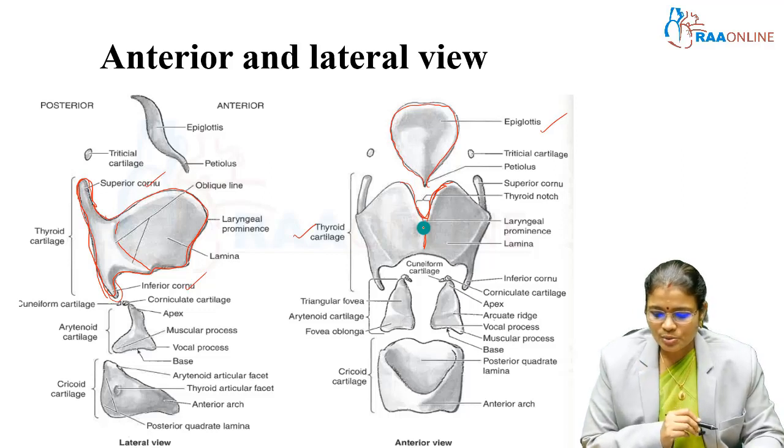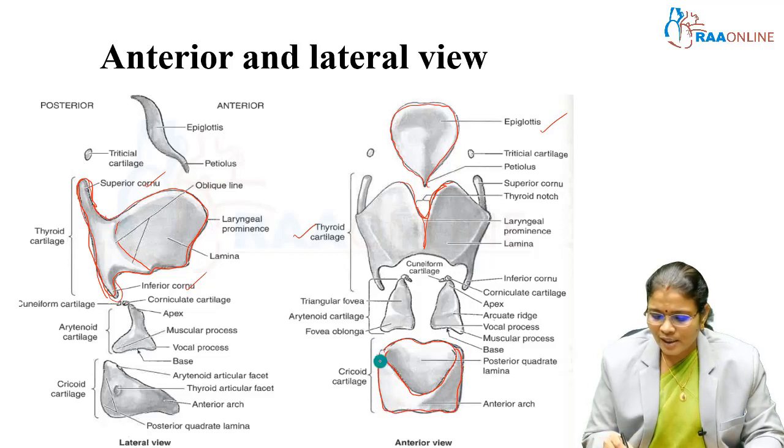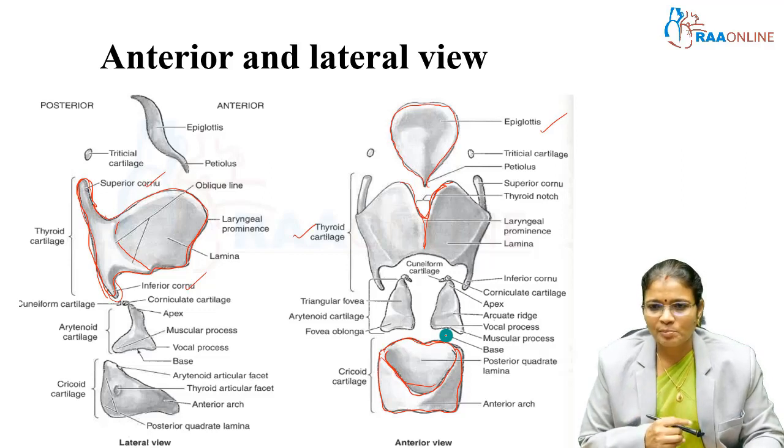Next, coming to the cricoid cartilage. Cricoid cartilage is like a signet ring. It is like the shape of a ring which has a signet in front. It has an anterior arch which is narrow and a posterior broad lamina. And it is a complete cartilage. It encircles the larynx completely.